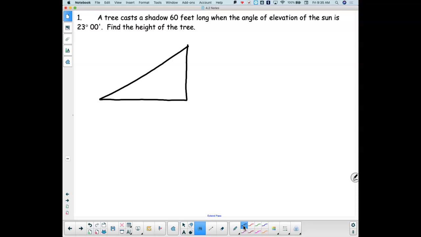What part is what from the problem? Fill in some information for me. The base is 60 feet long. Why is the base 60 feet long? Because that's the ground. So this is the ground, yep, that's where the shadow lives, right? So the shadow is 60 feet long, so the bottom of my triangle is 60 feet long. Love it. What else do we know?